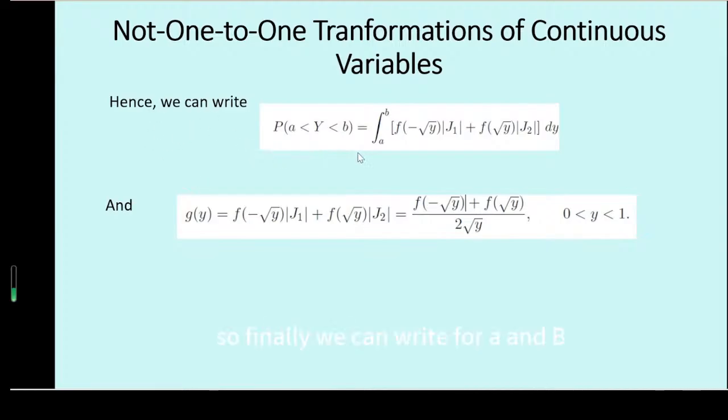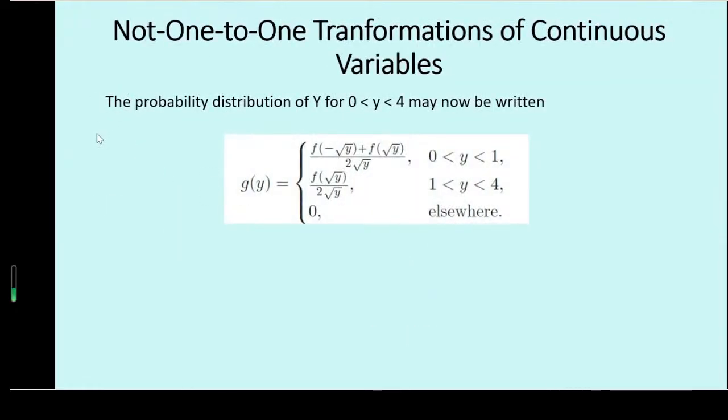So finally, we can write for a and b: f of minus square root of y times J1 plus f of square root of y times J2, and g(y) for the range between 0 and 1 looks like this. Because this is two parts of the probability distribution of x times the Jacobian. But here for x, we just write the inverse of x in terms of y, and the Jacobian is the derivative of x with respect to y.